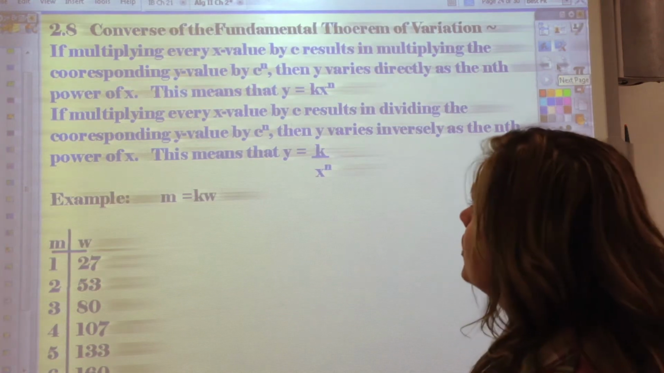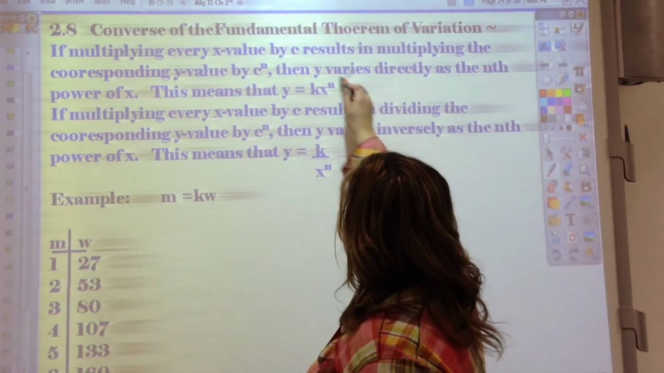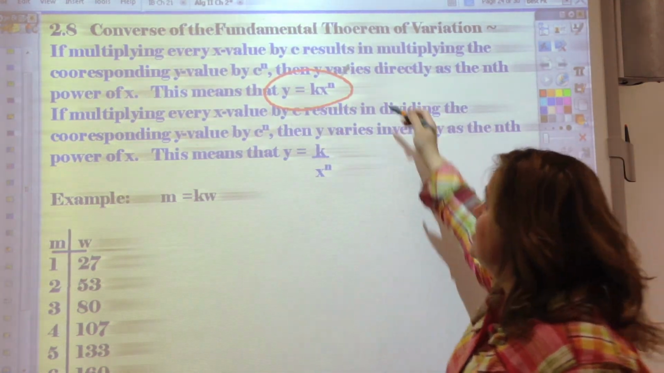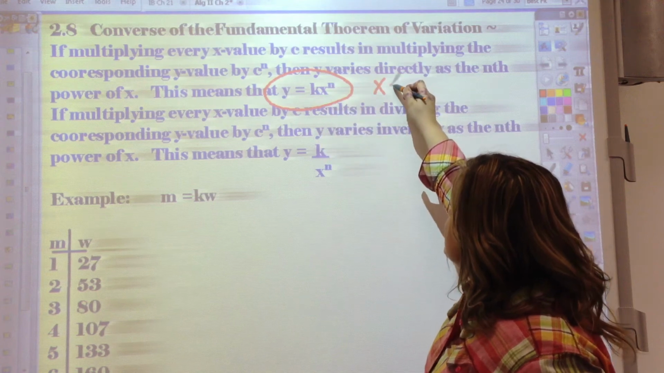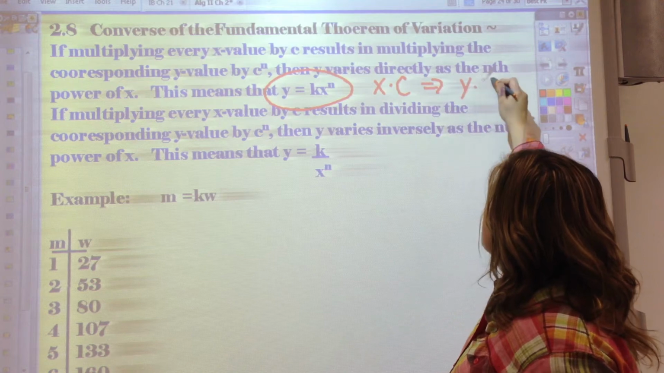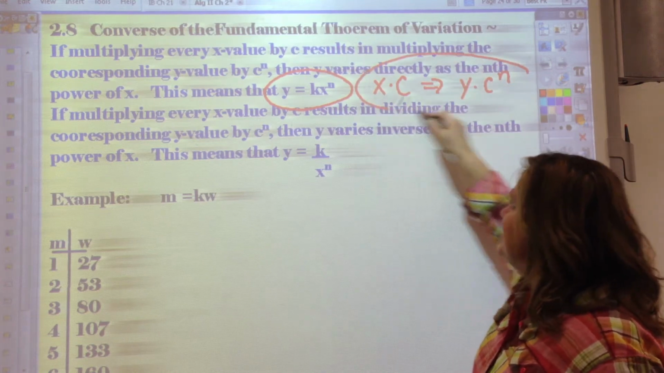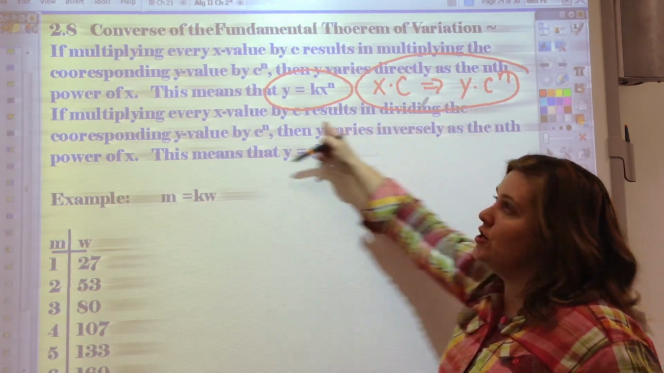In 2.8, we're going to look at the converse of the fundamental theorem of variation. If we multiply every x value by c, and the result is multiplying the corresponding y value by c to the n, y is going to vary directly as the nth power of x. That just means we're going to go in the opposite operation. If you remember in this chapter, we've been saying, hey, for an equation like this, if we multiply x by c, that implies that y gets multiplied by c to the n.